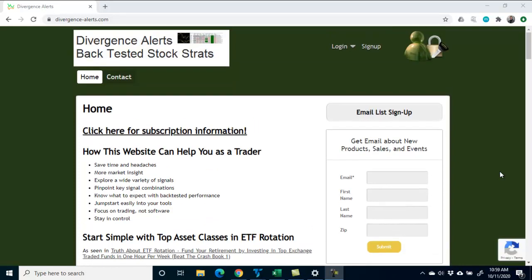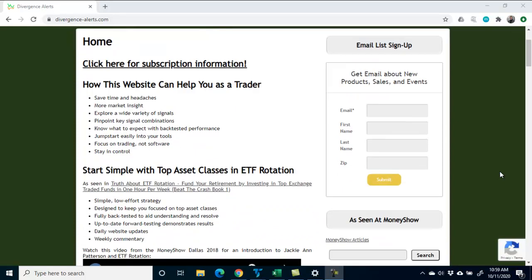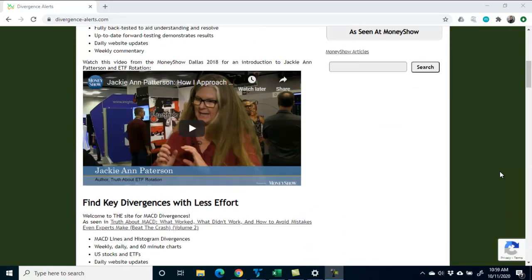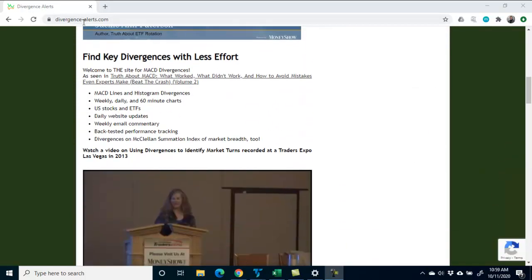And to get started, you need to A, be a subscriber, and B, log in to the website, which you can find here at divergence-alerts.com. And that website will tell you some things about divergences, including why they're important, which is that they can be a very strong buy signal in the US stock market.